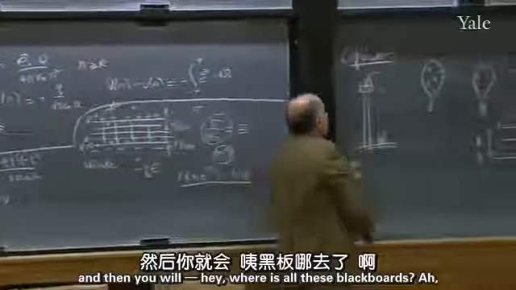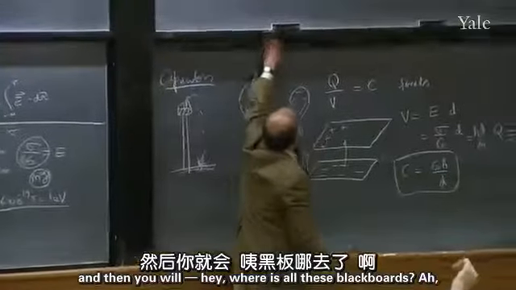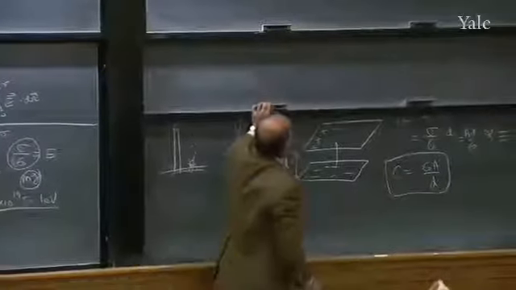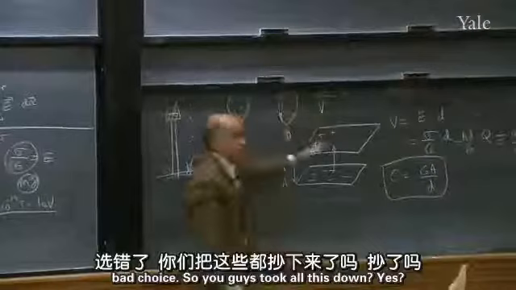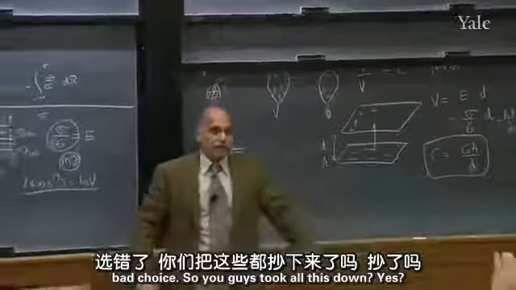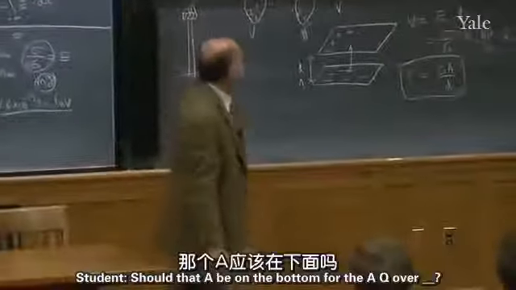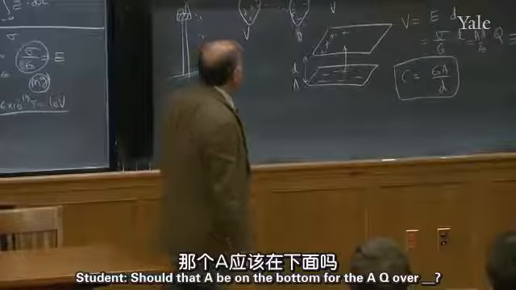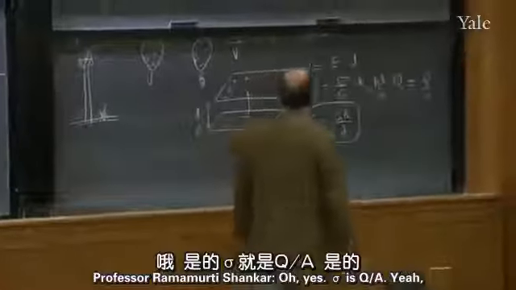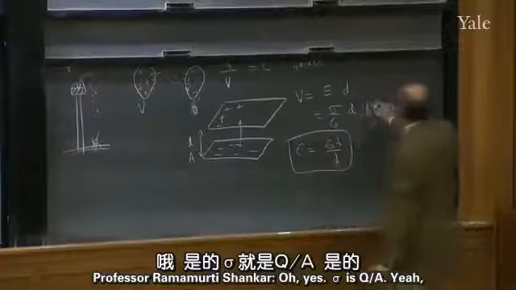Hey, where are all these blackboards? Ah, bad choice. So you guys took all this down? Yes. Should that A be on the bottom for the A over epsilon naught? Oh, yes.